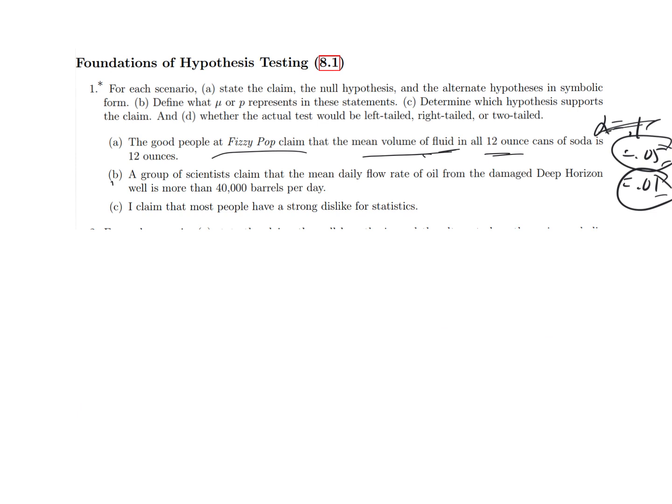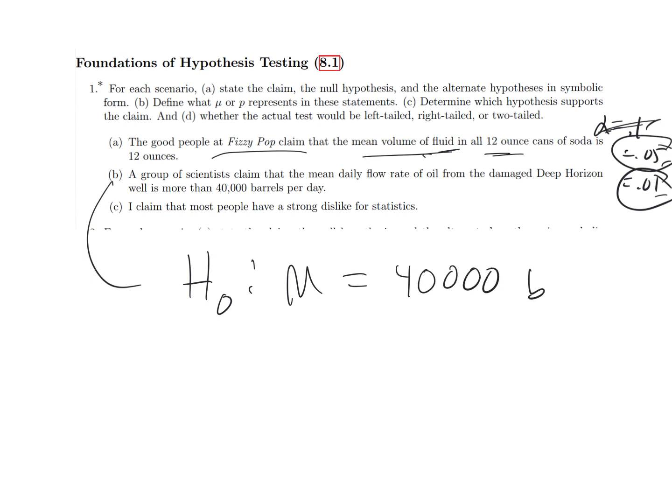Then for B, it says a group of scientists claim the mean daily flow rate from the damaged Deepwater Horizon well, that's getting to be a long time ago, is more than 40,000. So British Petroleum would like to say no, the mean amount of oil being lost is no more than 40,000 barrels per day. And then, of course, the scientists are claiming that it's more than that. So H1 or HA is that the mean is greater than 40,000. So that's a right-tailed test.